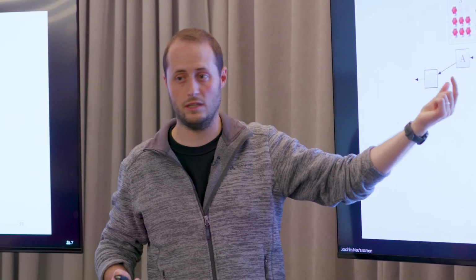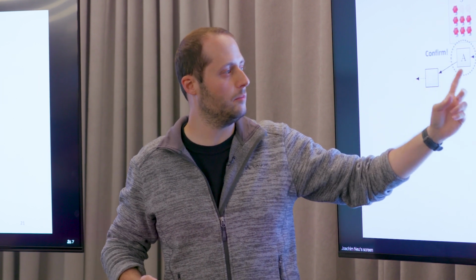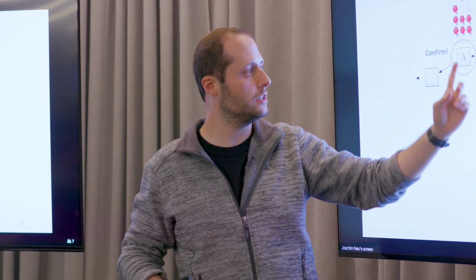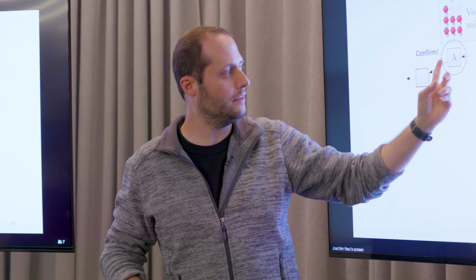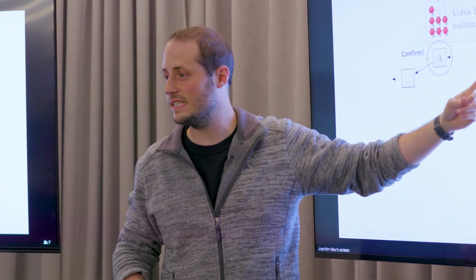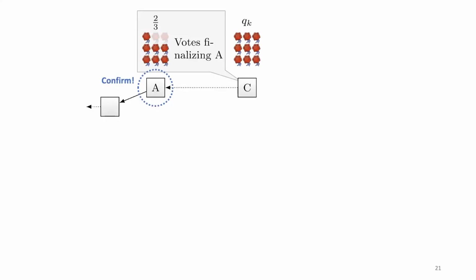The new confirmation rule is the following. If you see a block A and a block C in such a way that A, according to the votes included in C, or in the prefix of C, is finalized, and you see QK votes on C, then with this O-flex confirmation rule, you confirm A.